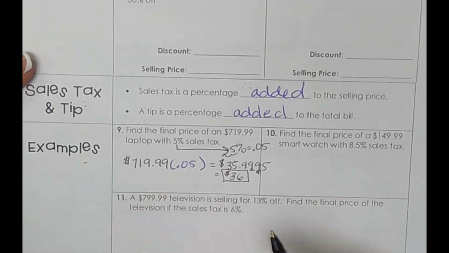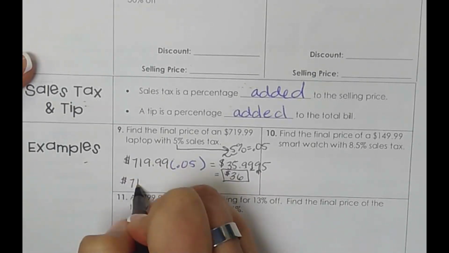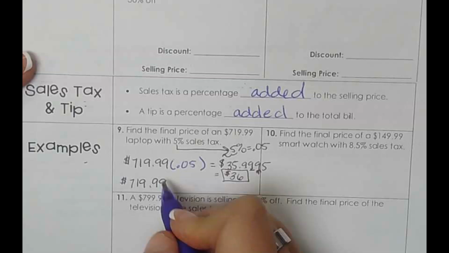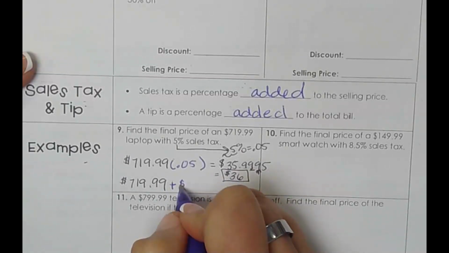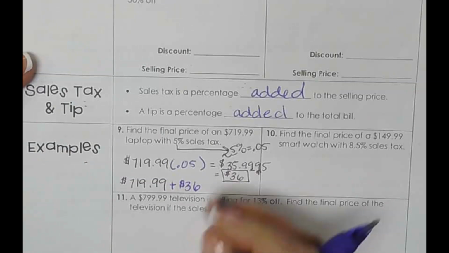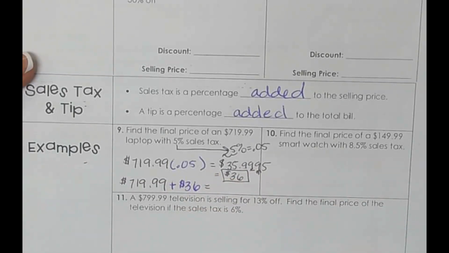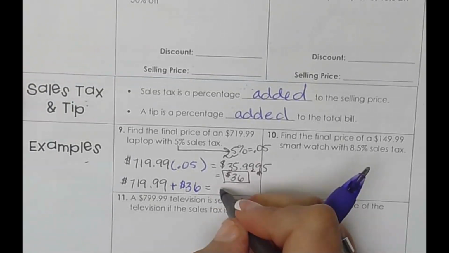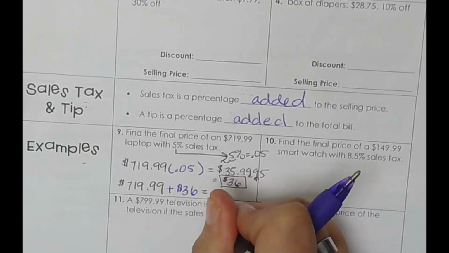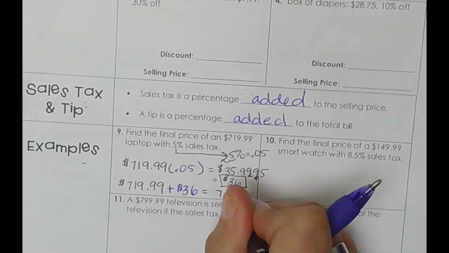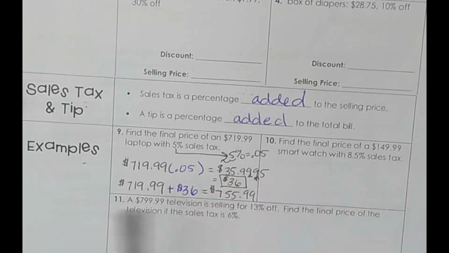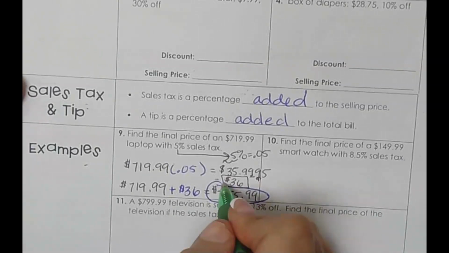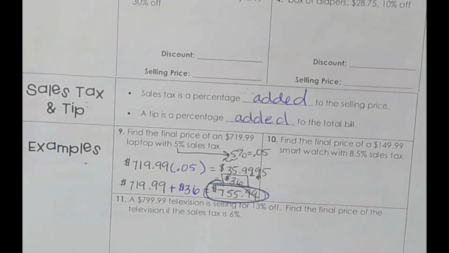So the final price that we would pay, we take this laptop to the register, and they're going to add $36 to this, which comes out to $755.99. I'm going to go in purple with that. Make it even more festive. There's our little selling price.